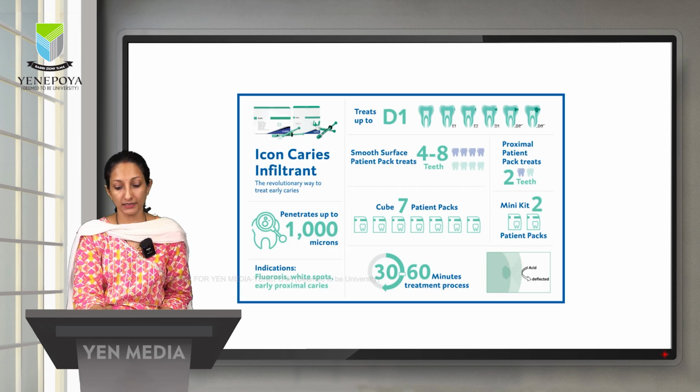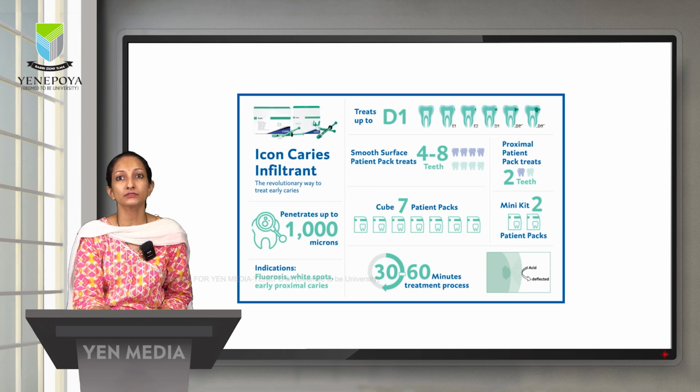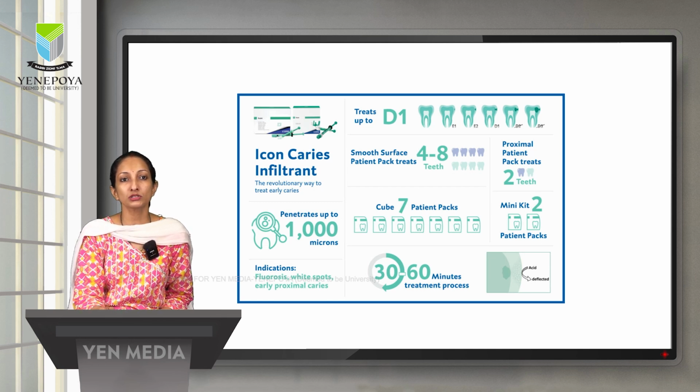So this is in a nutshell about the Icon caries infiltrant. As you can see, it treats up to D1 and not beyond that, and it has smooth surface and proximal packs. Smooth surface may cover 4 to 8 teeth and proximal at least 2 teeth. It penetrates up to 1000 microns, and it is indicated in case of fluorosis, white spots, and early proximal caries, and the time of application is approximately around 30 to 60 minutes.